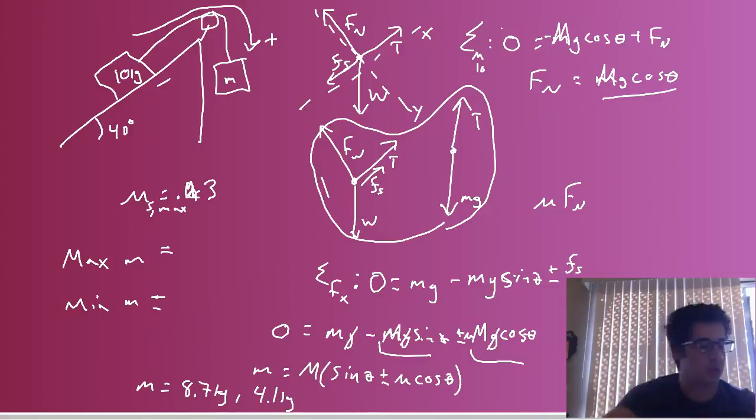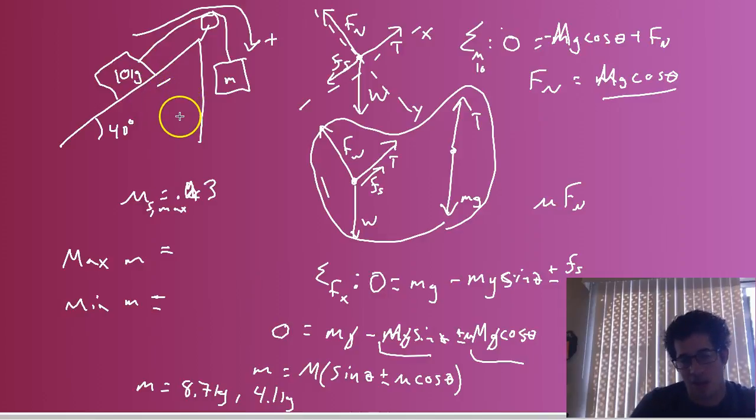4.1 kilograms. So what that means is, again, if this hanging mass is 8.7 kilograms, it would be heavy enough to cause this to accelerate up the ramp. And anything greater than that is going to exceed the amount of strength that the friction can pull back with, so it's going to cause it to slide. On the other hand, if we were to put 4.1 kilograms or less on this side, then it's going to start sliding down this way because friction can't pull hard enough this way.